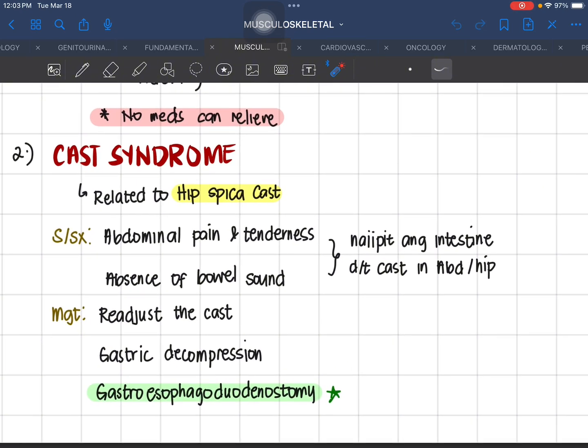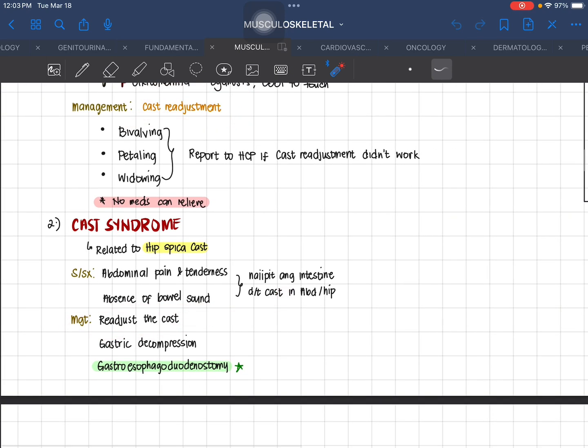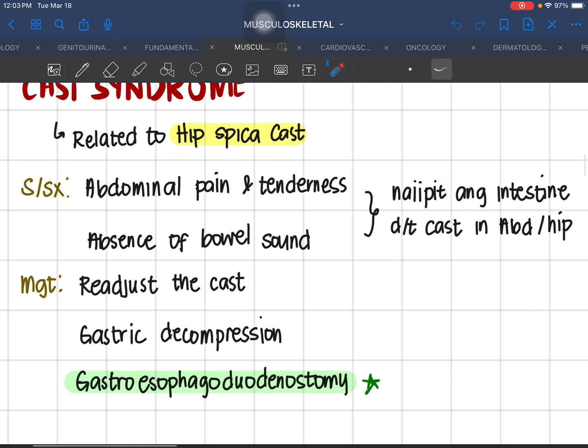So, pag naiipit yung mga intestines mo o parte sa abdomen mo o sa hip, tinatawag doon ay cast syndrome. So, ang management natin, of course, cast readjustment din. Gaya kanina, ito nakalagay dito, readjust the cast. Also, gastric decompression. And lastly, esophagoduodenostomy.